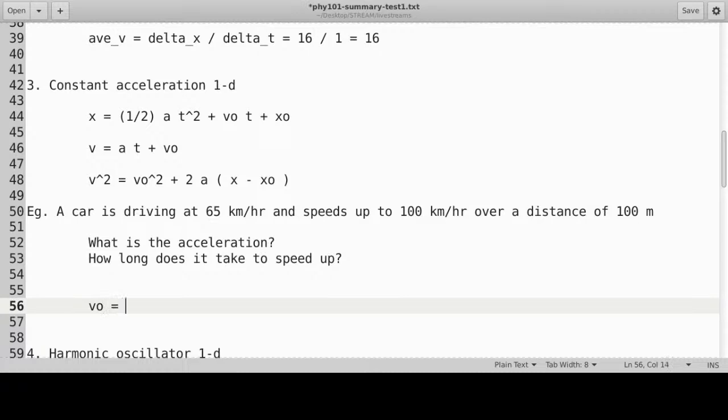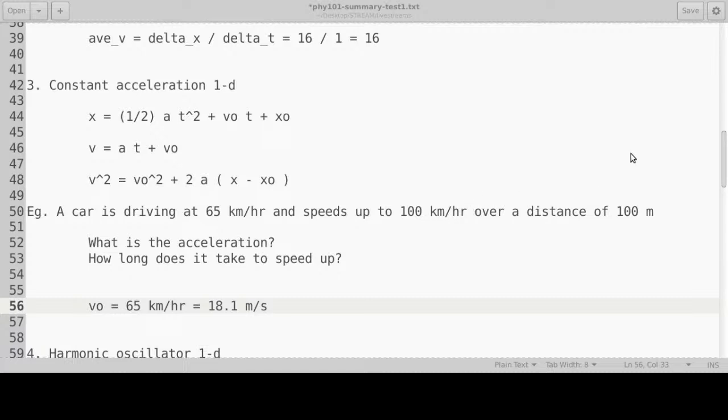The initial velocity is 65 kilometers per hour. Rather than showing you the formal way of doing it, the very quick way of converting is just divide by 3.6. The reason that works is that to convert to meters you multiply by 1,000, and to convert hours to seconds you divide by 3,600, so it's like dividing by 3.6. And so 65 divided by 3.6, rounded off, gives 18.1 meters per second. So there's our initial velocity.